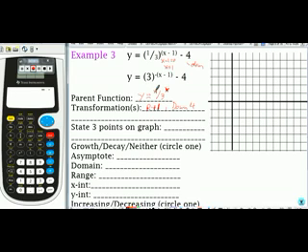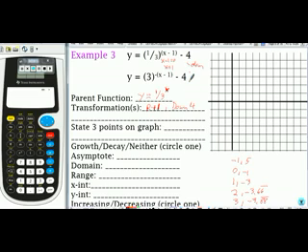Points on the graph. If I plug this into my calculator, I got to do so carefully. When I do, I'm going to get some points. I've got -1, 5, 0, -1, 1, -3, 2, -3.66 repeating, and 3, -3.88 repeating.